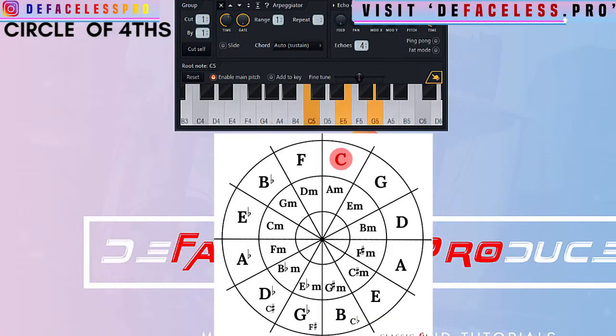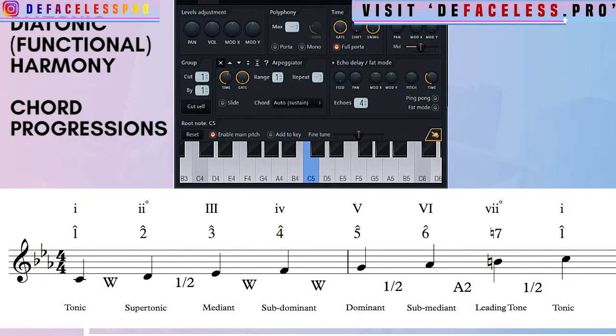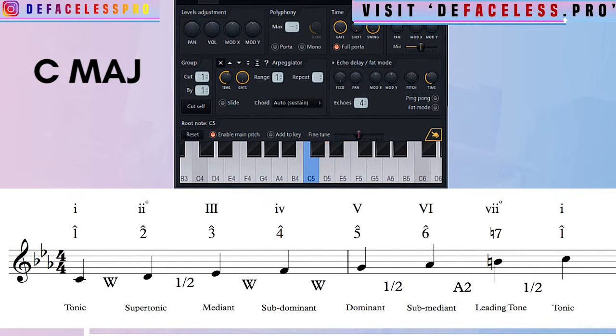A circle of fourths is basically the same as a circle of fifths, but you're selecting going in an anti-clockwise direction, as some people feel this sounds more natural. This is commonly used in Western music to determine chord progressions.